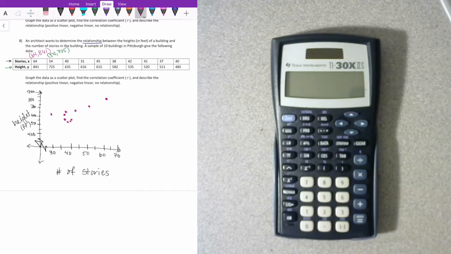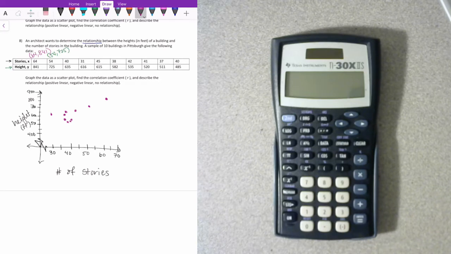So this is the scatter plot. Just a scattered collection of points, each pair of data. We should have 10 points for the 10 buildings. I had to verify really quick. There are 10 points, each one representing one of the buildings that was sampled.